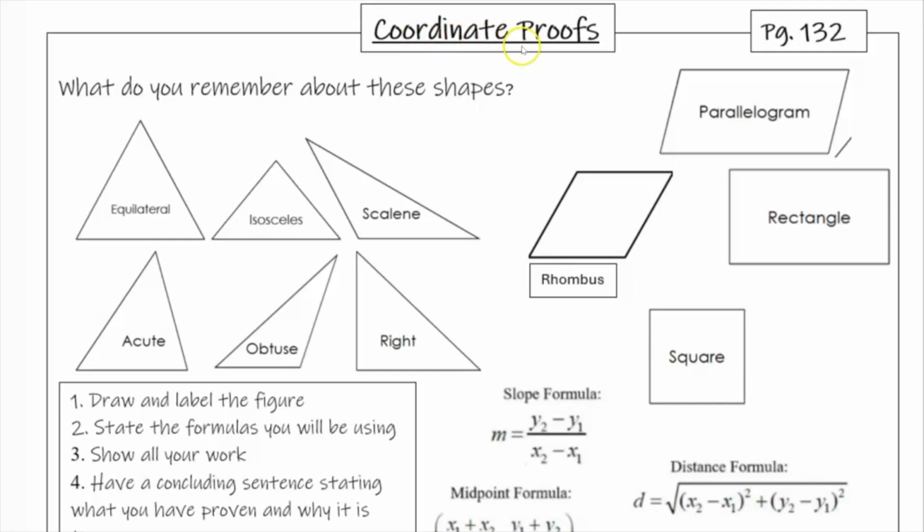All right, so we're going to take a look at coordinate proofs, and all that means is proving that a shape is the shape that it is. Before we start, you have to know what the shapes are. So what do you remember about the shapes?